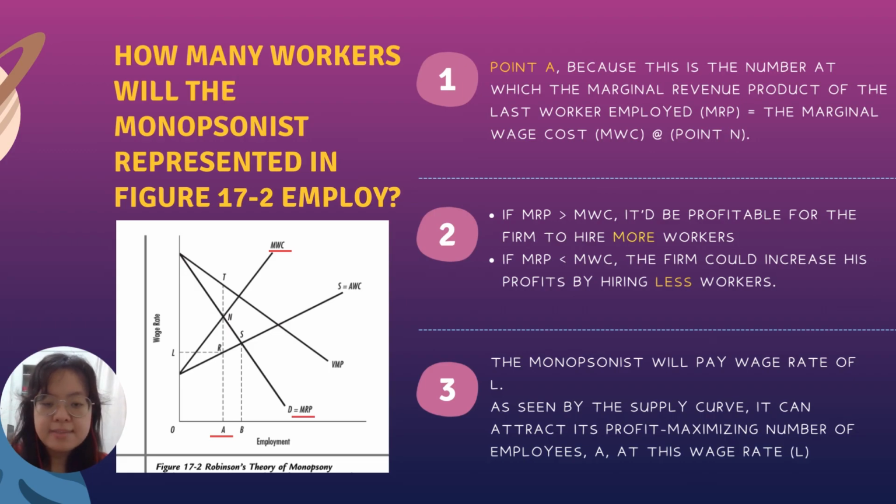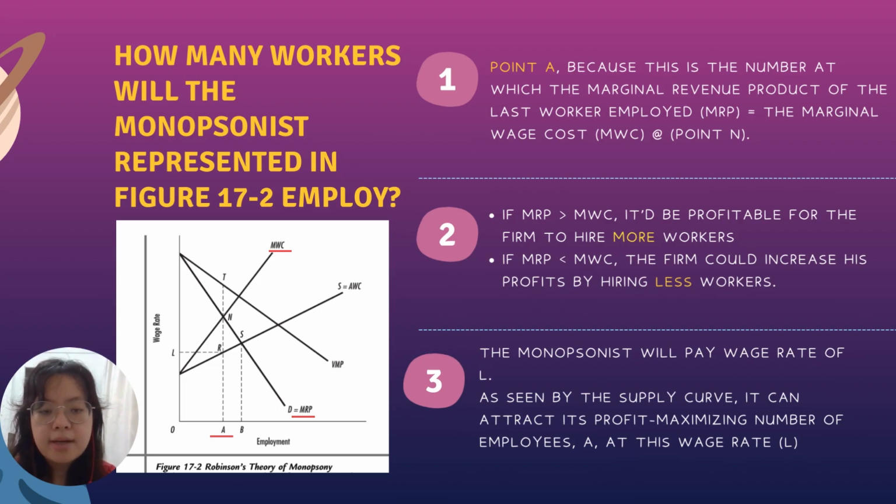If MRP is more than MWC, it will be profitable for the firm to hire more workers. In contrast, if MRP is less than MWC, the firm could increase its profit by hiring fewer workers instead. The monopolist will pay the wage rate of L. This can be explained by the supply curve, where it can attract its profit-maximizing number of employees, which is point A, at the wage rate of point L.